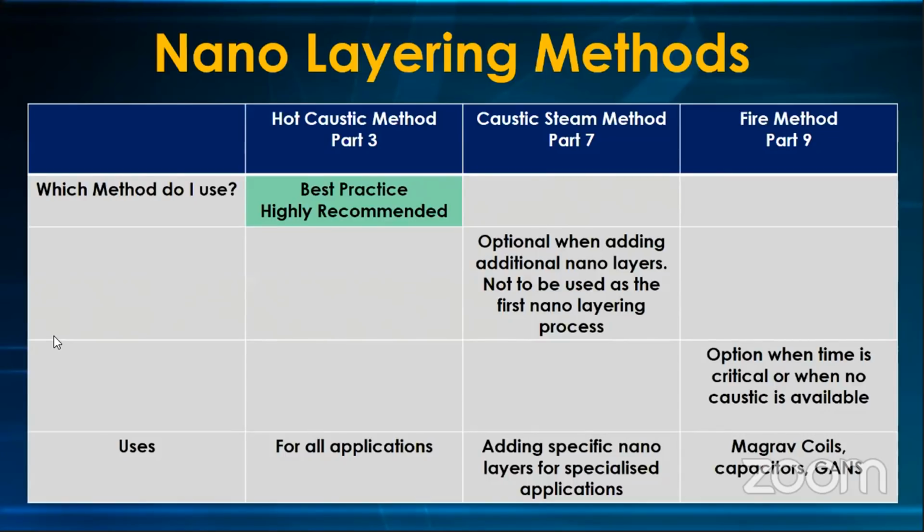And then the fire method, whether you're using the flame or an open flame, is a method you can use when time is critical, in emergency situations, or when you don't have access to caustic. It can be used for maggrav coils, capacitors, and even to make your GANS. So these are the 3 methods, but the main one we recommend is the hot caustic method. But it's your choice which one you use. Just bear in mind the outcome of the results you want to get. It all has an impact.